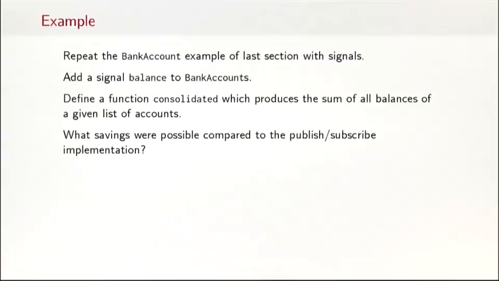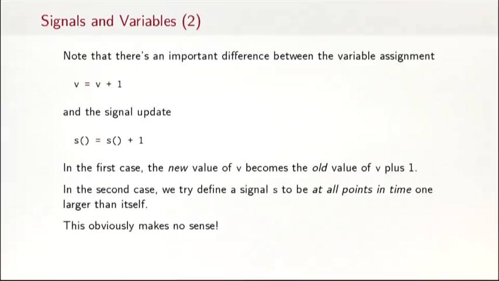If you compare the two solutions, then you will notice that the solution with signals is much shorter, and you could also argue much cleaner because there's much less state updates than in the observer solution, which is inherently imperative. We've also seen in the example that there's an important difference between a variable assignment, such as this one here, and a signal update, such as the one that you see here.